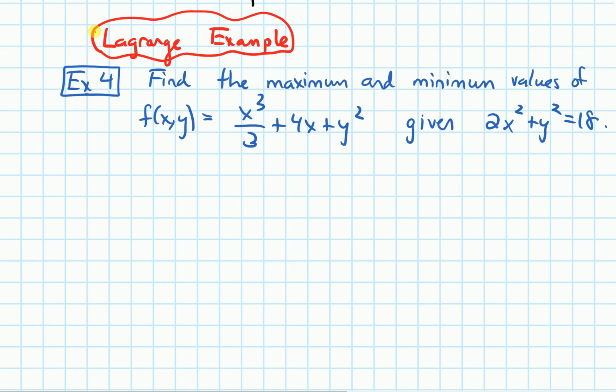In this video, we are continuing our final exam review by looking at a Lagrange multipliers example. So the question says, find the maximum and minimum values of f of x comma y equals x cubed over 3 plus 4x plus y squared, given 2x squared plus y squared equals 18.